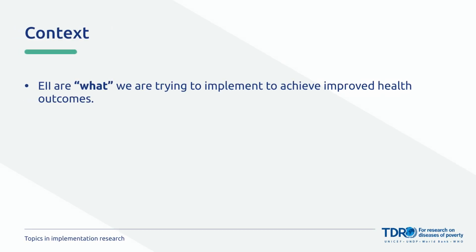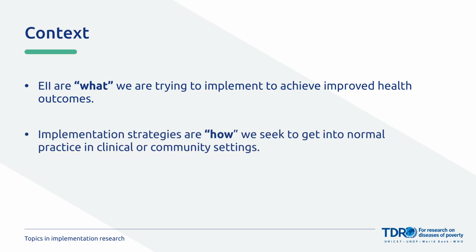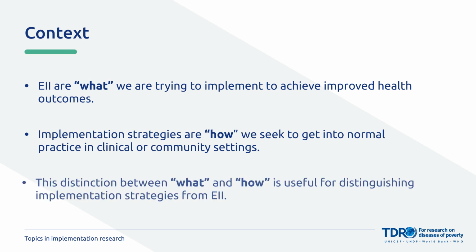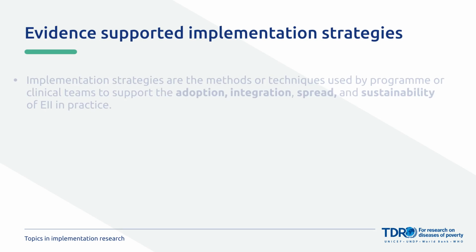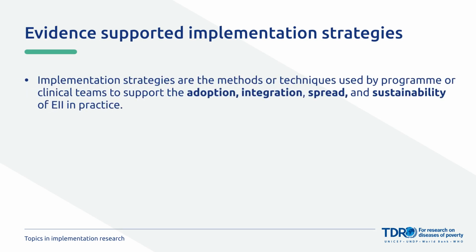Evidence-informed interventions are what we are trying to implement to achieve improved health outcomes. Implementation strategies are how we seek to implement these interventions and improve normal practice in clinical or community settings. This distinction between what and how is useful in distinguishing between implementation strategies and evidence-informed interventions. Implementation strategies are the methods or techniques used by a program or clinical team to support the adoption, integration, spread, and sustainability of an evidence-informed intervention in practice.